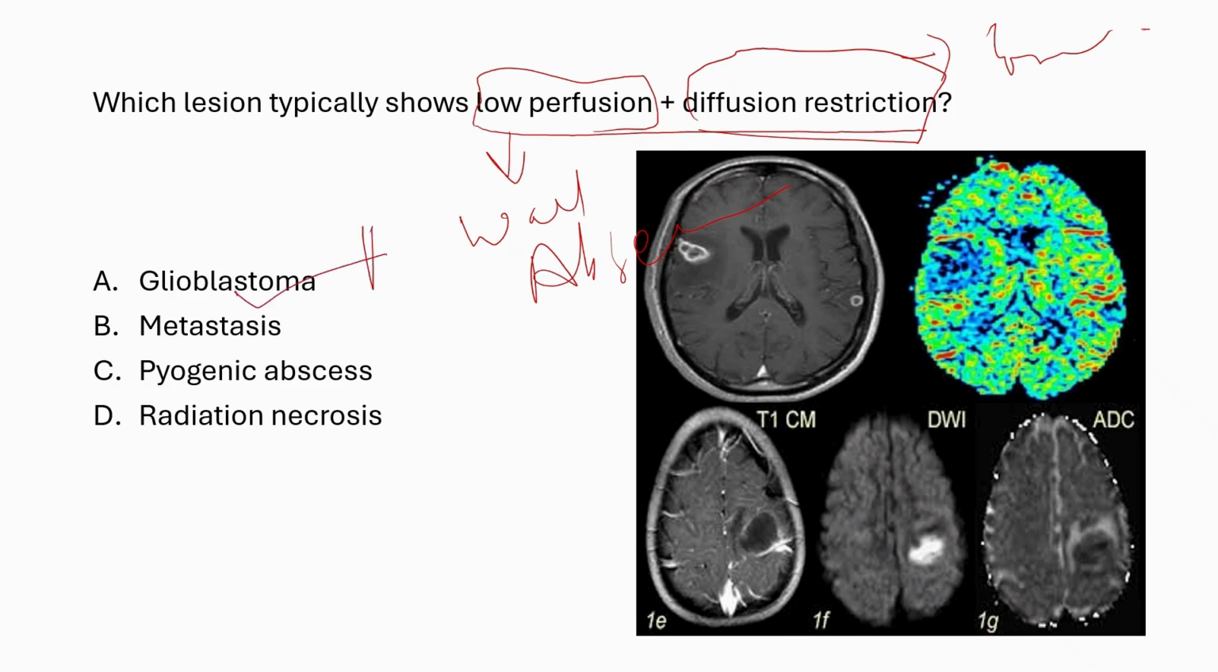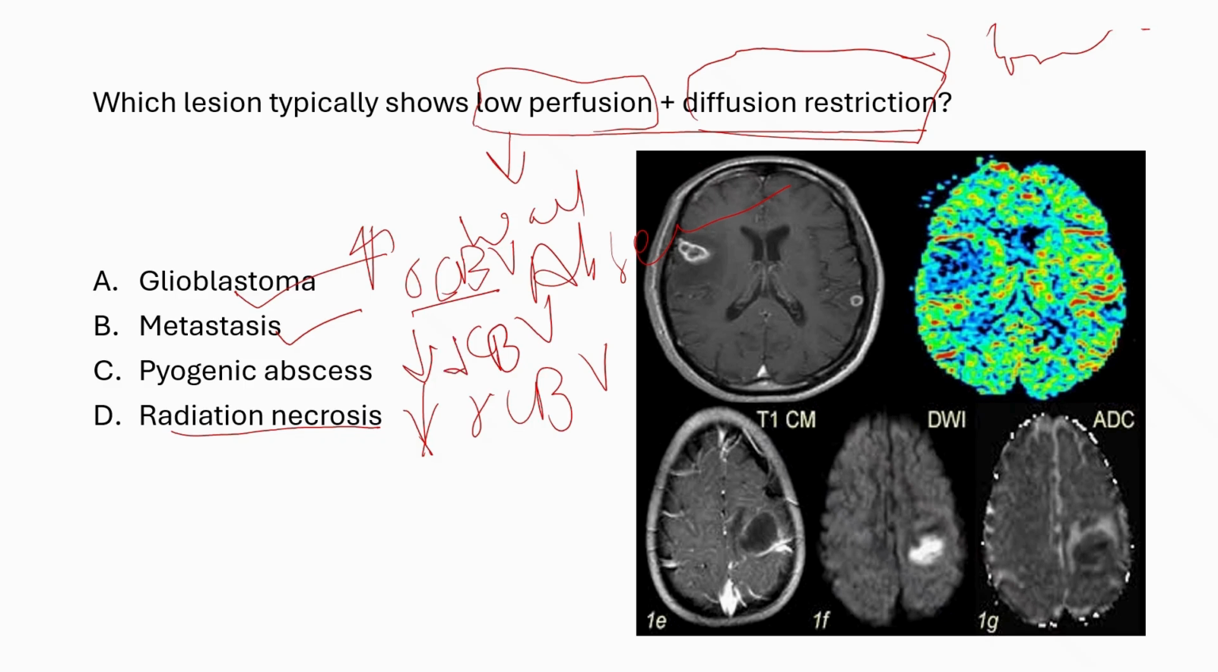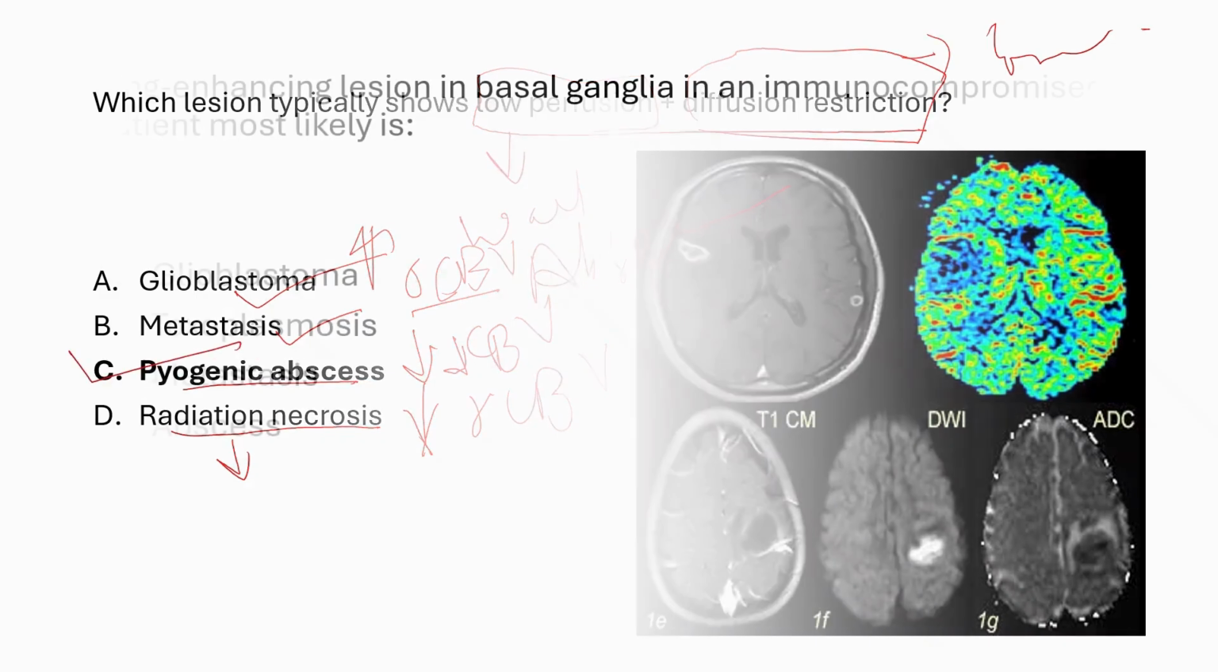In glioblastoma, increased perfusion is seen. In metastasis also, due to the neoangiogenesis, there is increased cerebral blood volume or perfusion. In radiation necrosis, there is low relative cerebral blood volume or perfusion. In pyogenic abscess also, cerebral blood volume is reduced. But diffusion restriction is seen in pyogenic abscess, and there is no diffusion restriction in radiation necrosis. So answer is C, pyogenic abscess.